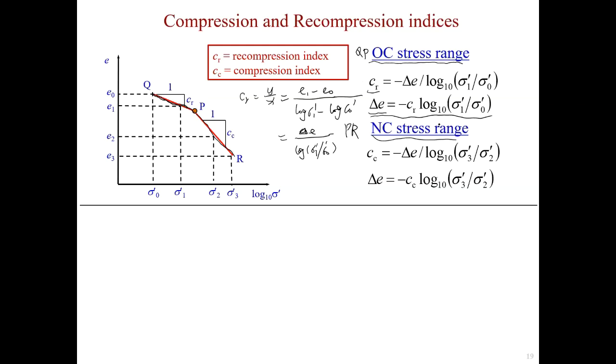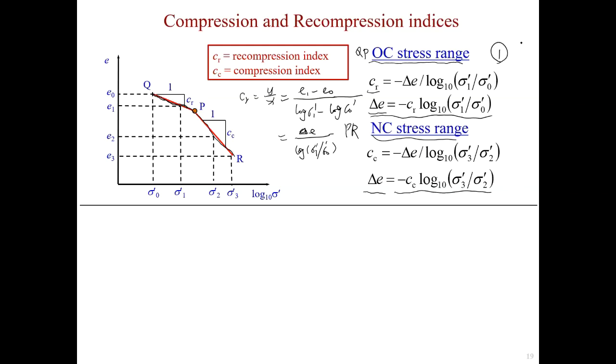For the NC stress range, similarly, we are able to work out the CC formula, with CC in terms of the change in void ratio and the change in the vertical effective stress. If we do the conversion, we can also express the change in the void ratio in terms of CC. That's this one. So this is scenario 1.